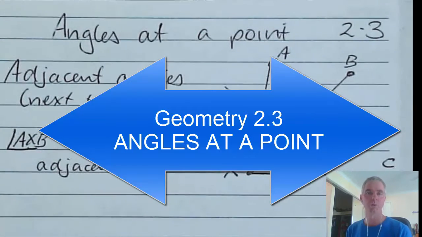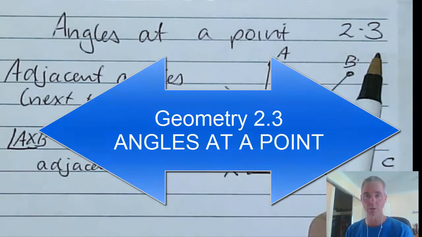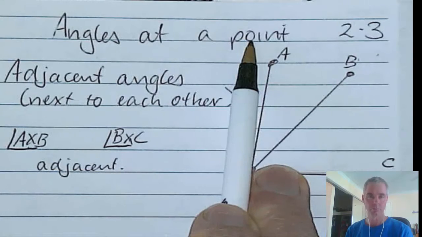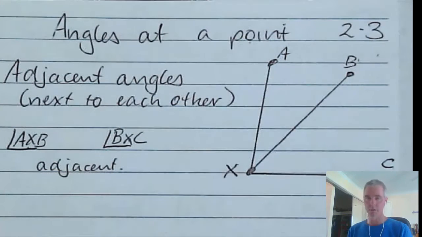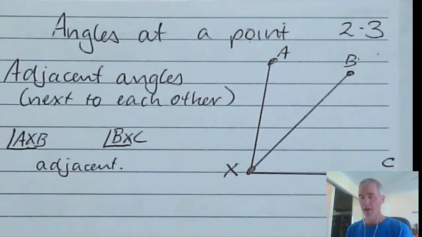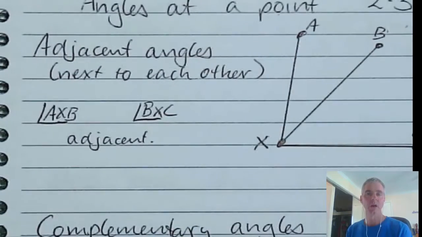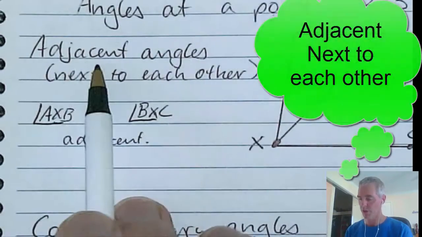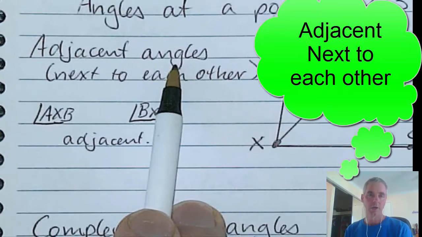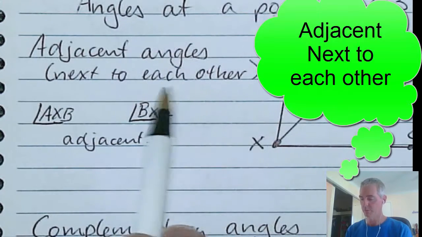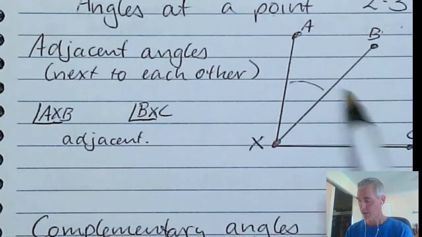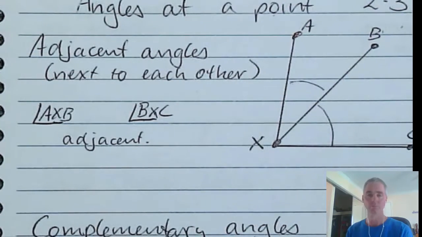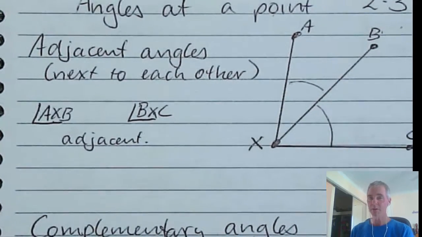This is 2.3. Angles at a point. Which means you've got a couple of angles that come together at one particular point on the page. Our first ones to talk about are adjacent angles. Adjacent means it is next to each other. Here's one angle, and it is next to this other one. That's all it means. And I'm practicing the naming of these angles as well.